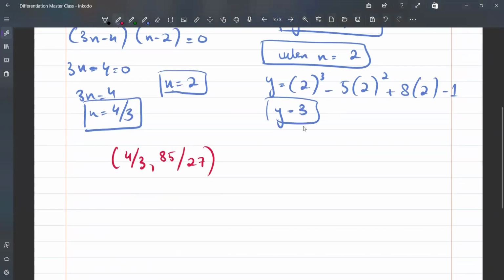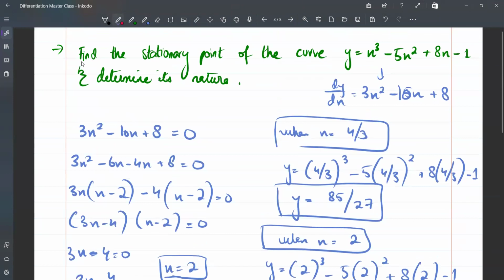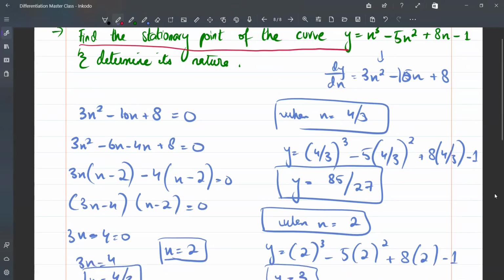So the two stationary points are (4/3, 85/27) and (2, 3) respectively. All right. So we have done the first part and we have found the stationary points of the curve. And now we have to determine their nature.